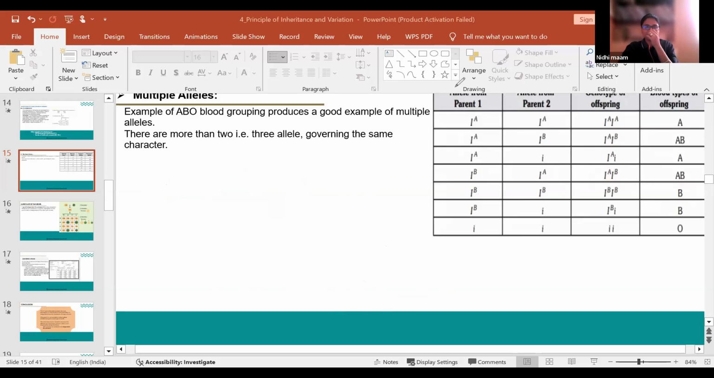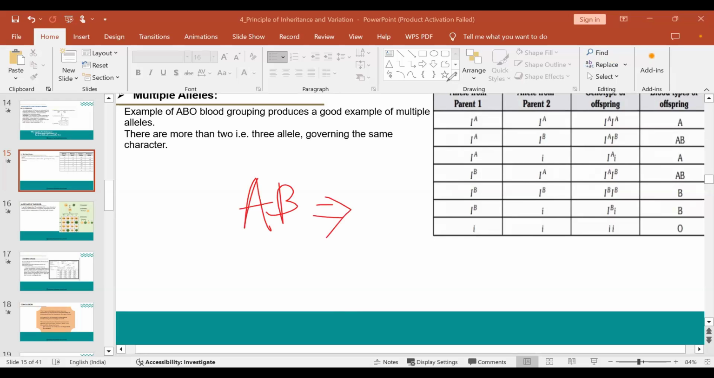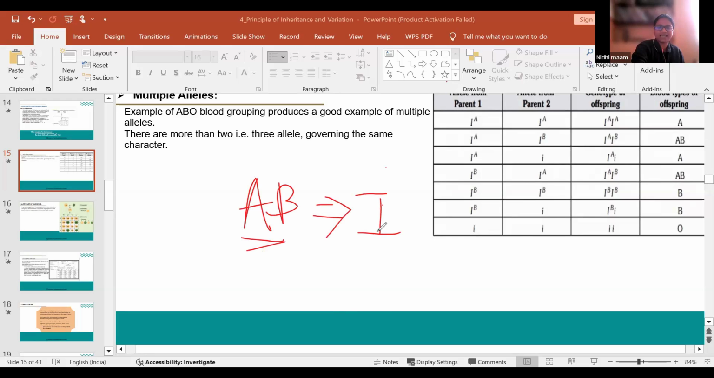After incomplete dominance, we are going to study codominance. Can anyone tell me the best example of codominance? ABO blood group. In which blood group do we see codominance? AB blood group. Which antigens are present on the RBC there? IA and IB. Very good, both IA and IB antigens are present.